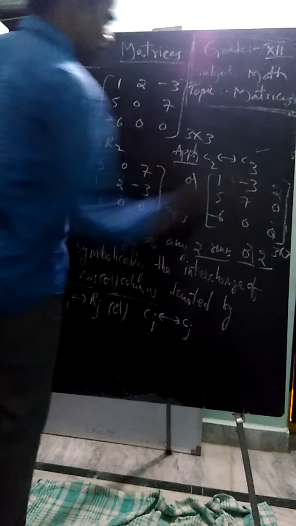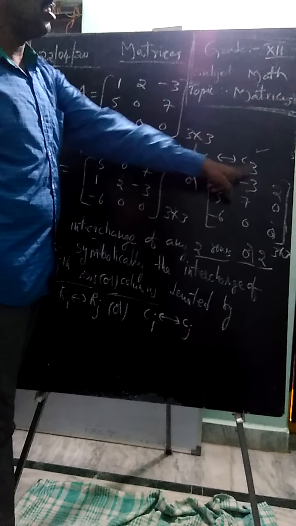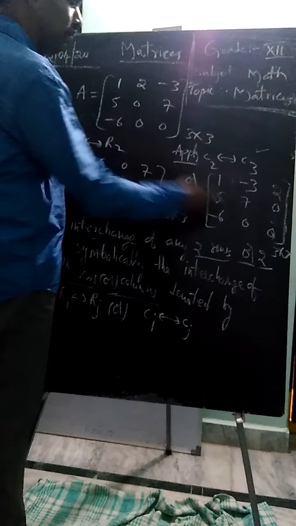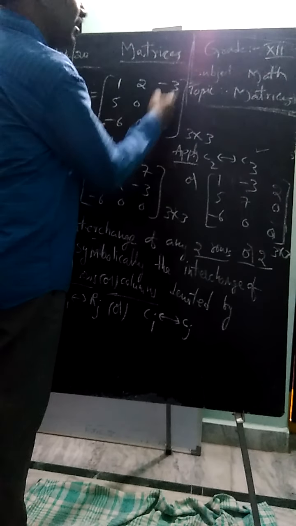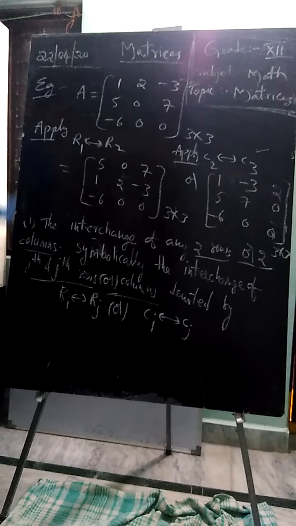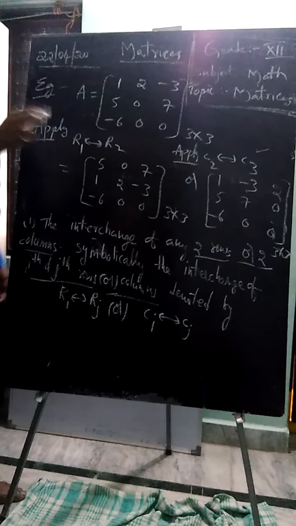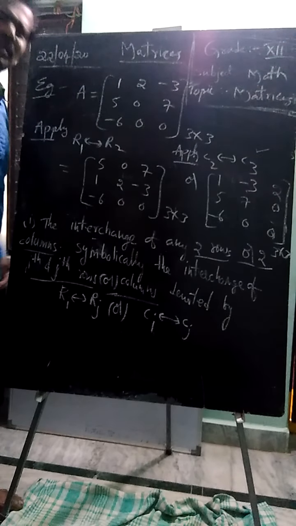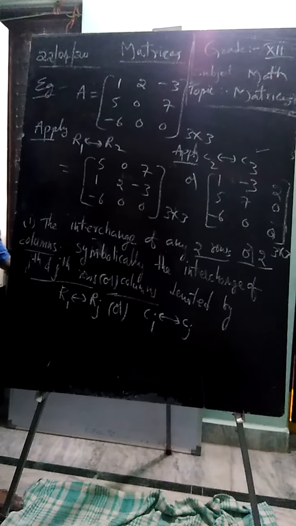Same thing for columns also. C2 is changing into C3, vice versa. I mean no change in the first column 1 5 minus 6, but the third column becomes the second column and the second column becomes the third column. So we can apply these operations or transformations to find the inverse, depending on need, if it exists in a square matrix. So the first transformation is discussed with this example.